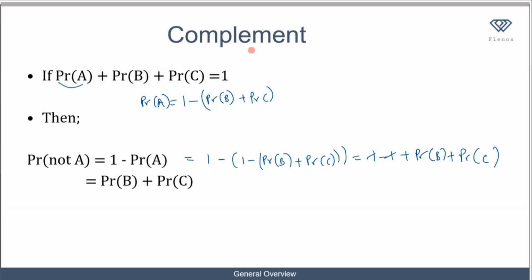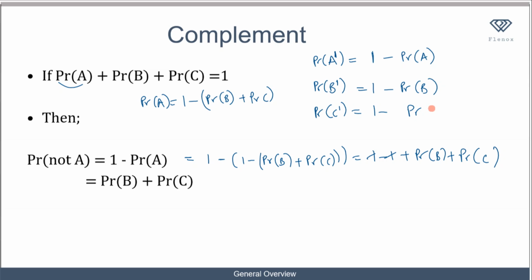So the complement of A, the probability of the complement of A with this symbol as we discussed in sets, is equal to 1 minus the probability of A. The same logic applies. The probability of B complement, or not B, is 1 minus the probability of B. And finally, the probability of C complement is equal to 1 minus the probability of C. The idea of complement is really important in some questions, as it can save you time when tackling a probability question, as we shall see very soon. So that will be all for now. Let's move on to the next section.